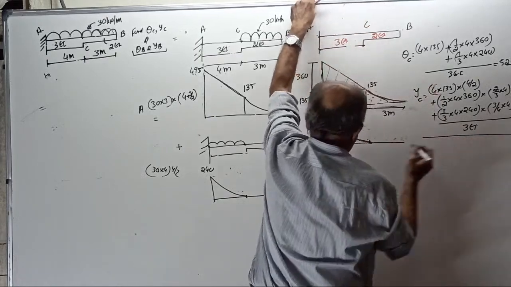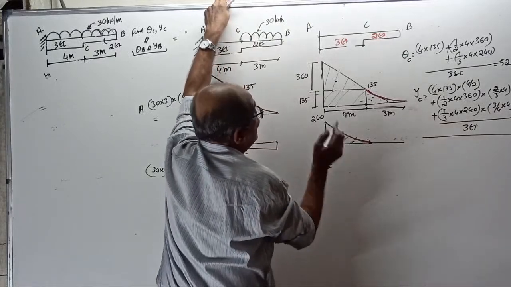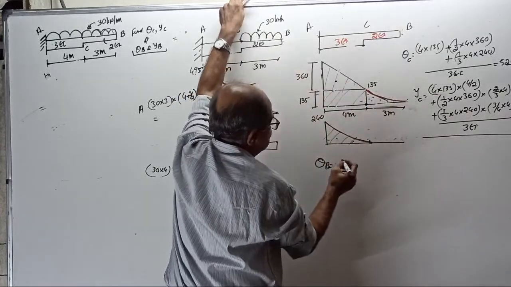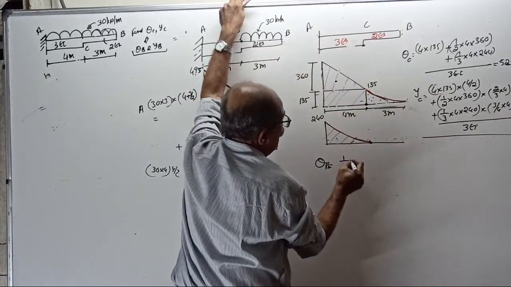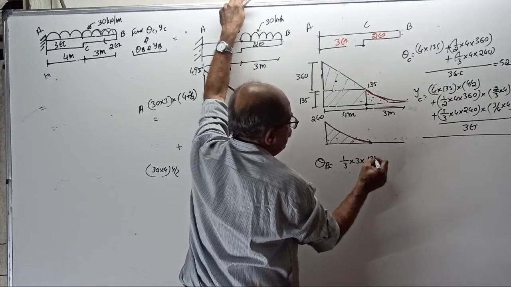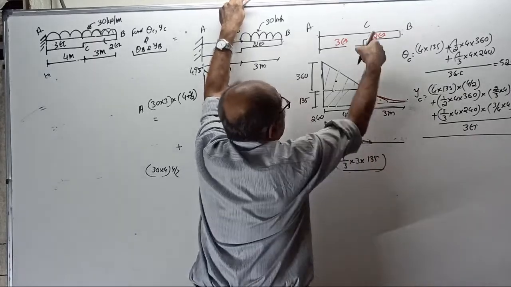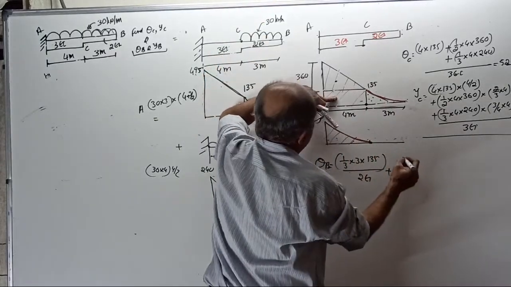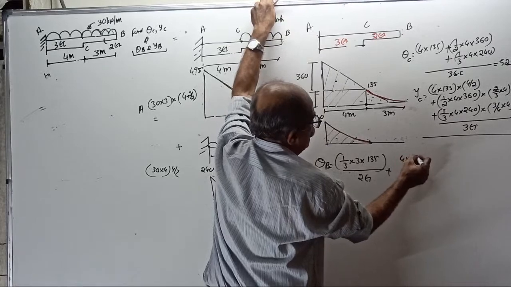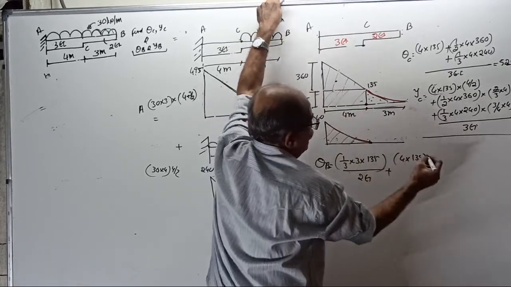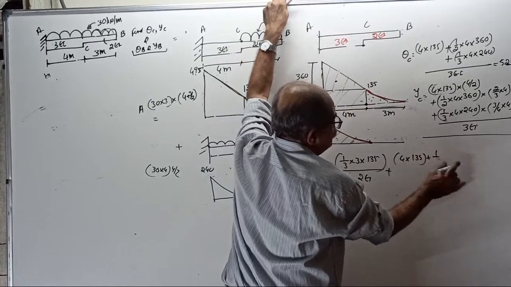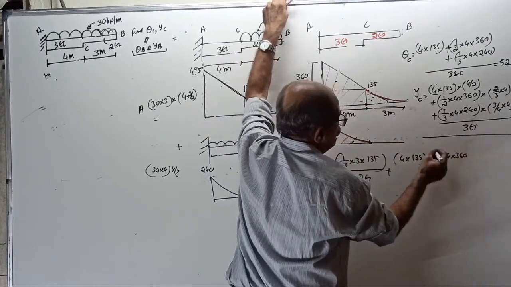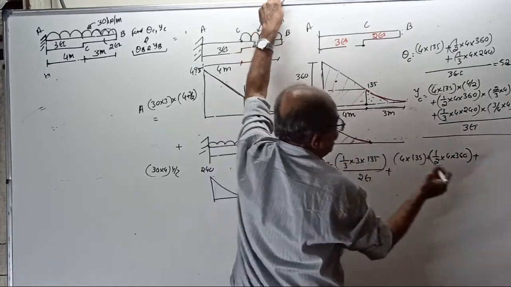Then the slope at B you want is the area from B to A. Once again start here. This area first. That area is 1/3 of 3 into 135, divided by 2EI, plus the remaining area, this area. 4 into 135 is this area, plus half of 4 into 360 is one more area, plus this parabola.